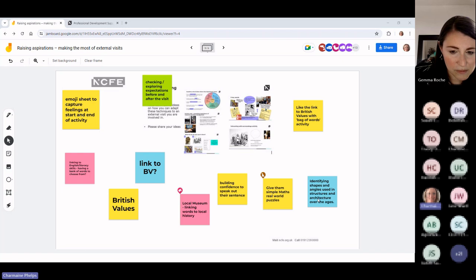Oh, I like this one because maths is my specialism. Identifying shapes and angles used in structures and architecture over the ages.